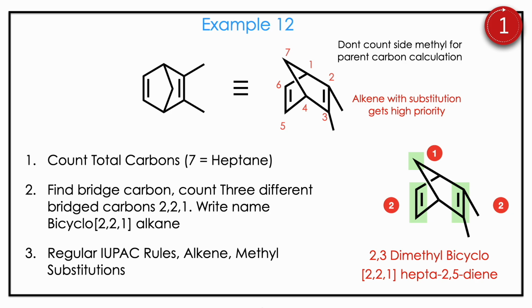Then example 12. You have a bicyclic system with 2 alkenes and 2 methyl groups. If you look at it, the system has 7 carbons, so it's a heptane parent. And at the bridged carbon, 2 carbons on either side with 1. So the naming is 2,2,1, and you have 2 alkenes there. The alkene with substitution has higher priority than the alkene without substitution. So the 2-methyl and 3-methyl get higher priority. So the naming starts with 2,3-dimethyl, and you have 2 alkenes, so it's a diene. So the naming will be 2,3-dimethylbicyclo 2,2,1 hepta-2,5-diene.